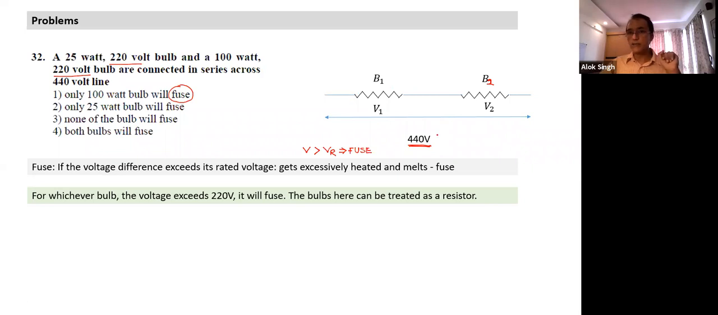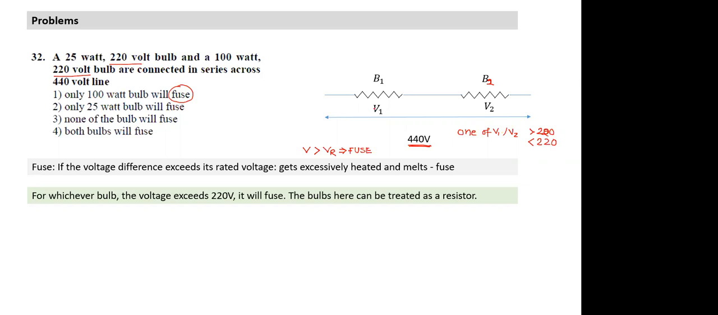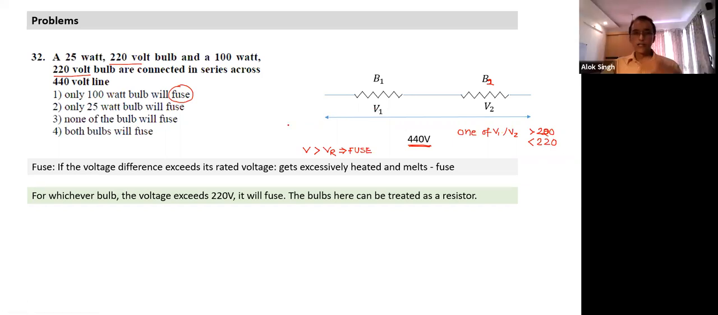So one of V1 and V2 is greater than 220, and one is less than 220. Which will be greater than 220? The one which has the higher resistance. Which has the higher resistance? The one with the lower rating. Lower power means higher resistance. So even without doing any calculation, I can tell which one is going to fuse.